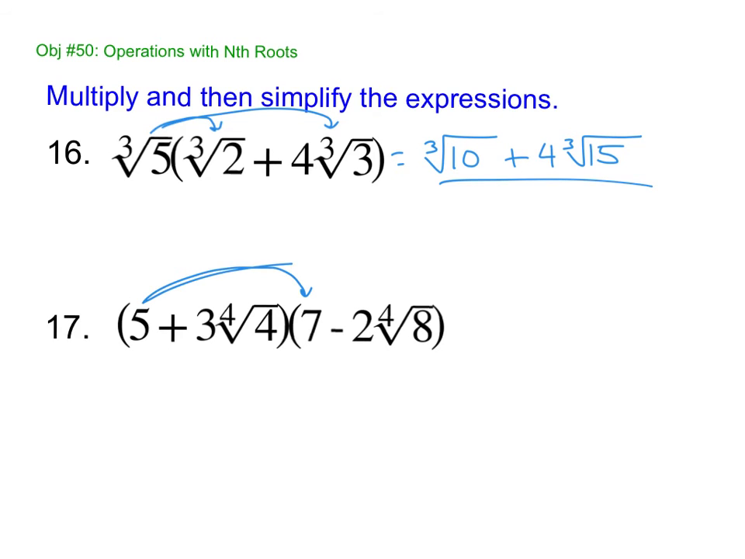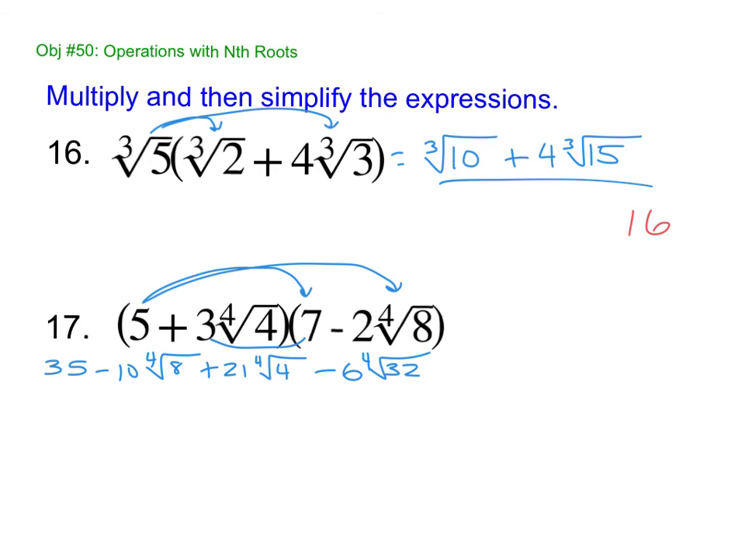Right? So first, outer. So I get 35 minus 10, the 4th root of 8. And then here I get 21, the 4th root of 4, minus 6, the 4th root of 32. All right, now this one's a little tricky because we have to look, how can we simplify this? Any perfect fourths. Right? If you look at your chart, 2 to the 4th is 16, 3 to the 4th is 81. Right? So the only perfect fourth here would be the 16. So if you notice here, we have 16 and 2.